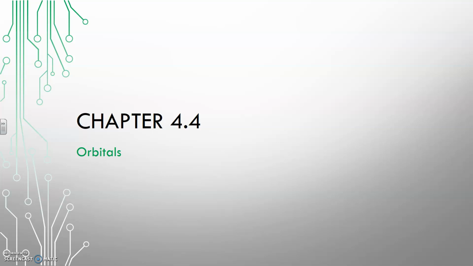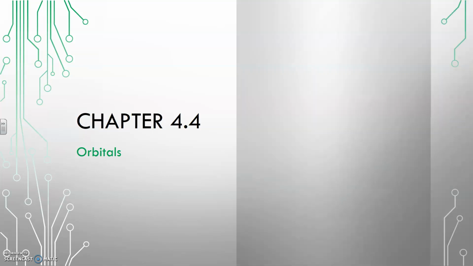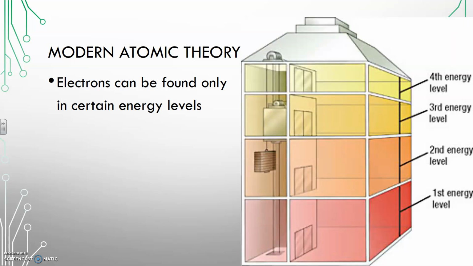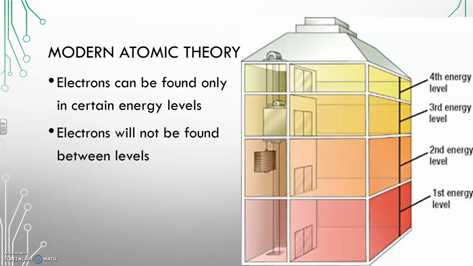We don't actually have images of electrons or anything in these orbitals. But in the modern atomic theory, which we talked about back in 4.1, electrons can be found only in certain energy levels. A good way of thinking of that is like the energy levels in a house, or in any building, basically the floors. You're not going to find electrons between levels. That would mean that the electron would be in the middle of the floor, so halfway through the floor.